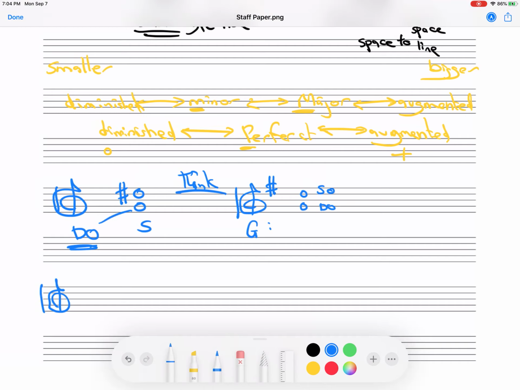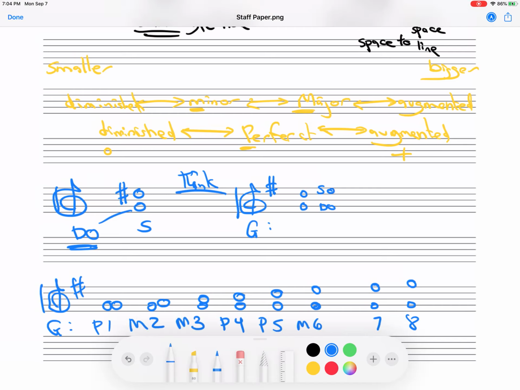So let's take a look at this in the key of G. Here it is. So in order, it looks like this. First we put the numbers 1, 2, 3, 4, 5, 6, 7, 8 in the key of G. Perfect, major, major, perfect, perfect, major, major, perfect. So all the intervals when you're in a major key from do up to each scale degree are going to be either perfect or major.